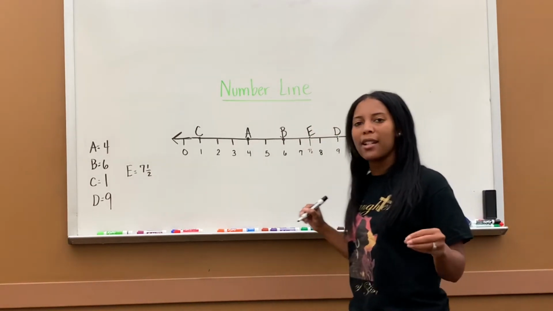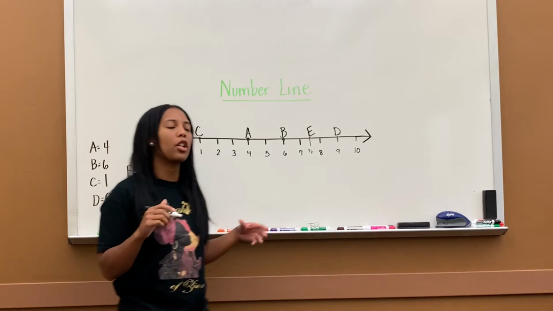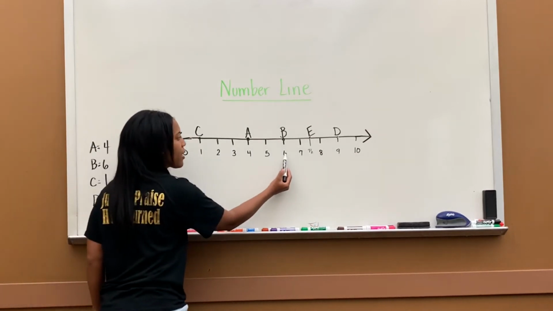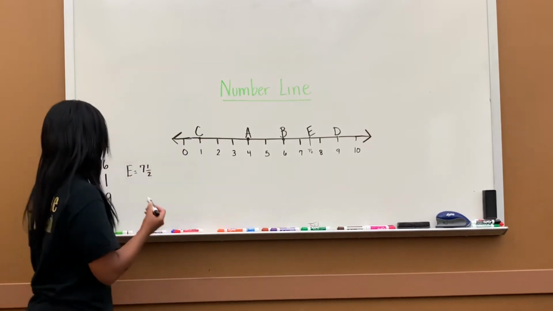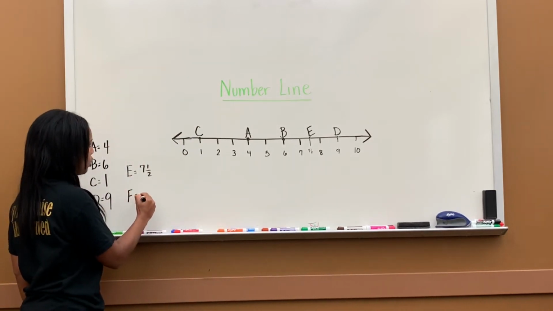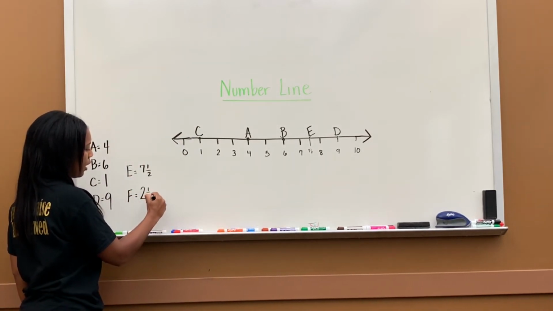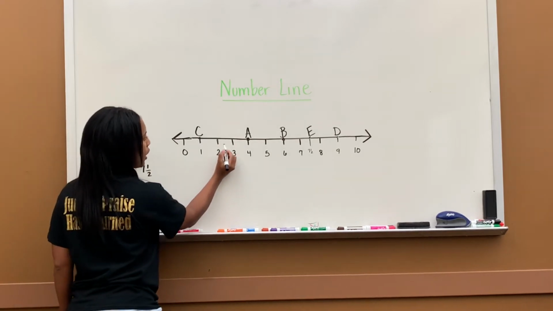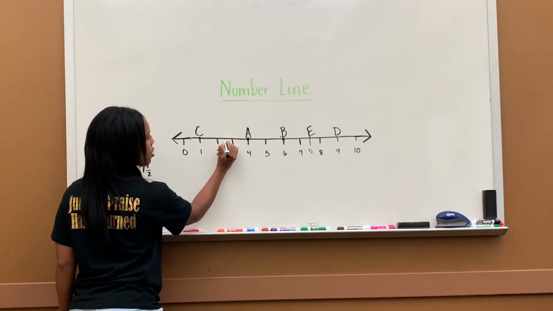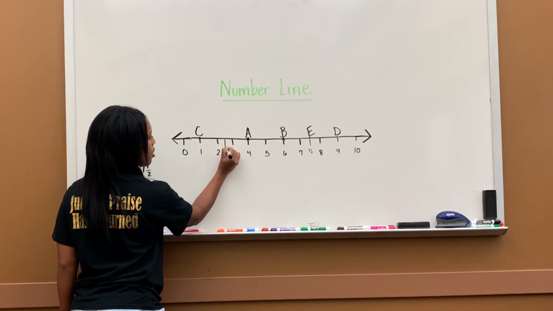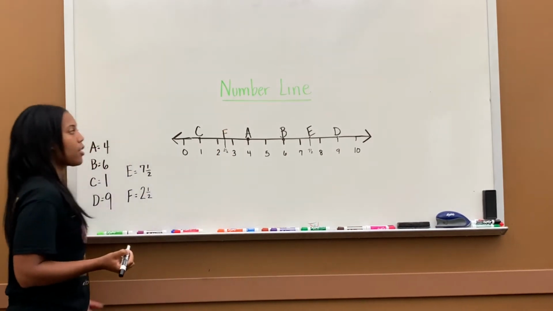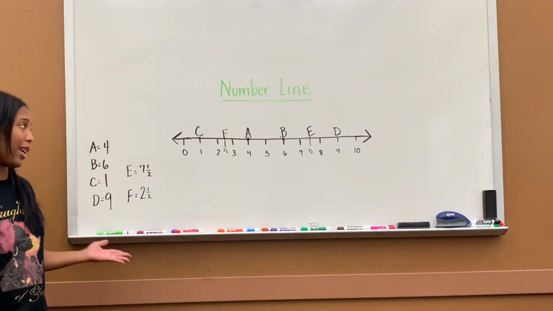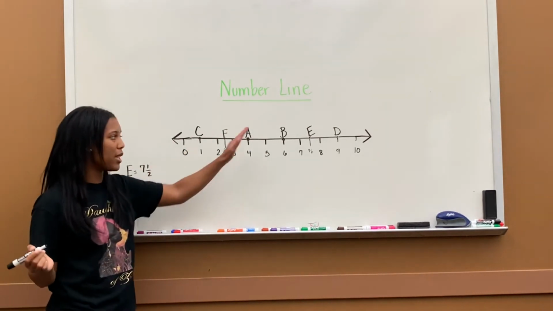So anytime it asks for a half number, it's always going to go, so if it's 6 and a half, you go to 6, and then you go halfway between 6 and 7. Okay? And then let's say F, I want to do 2 and a half. So I go to 2, and then I'm going to go halfway between 2 and 3, and I put 2 and a half, and that is where I put F. So this is how you mark a number line, okay? So this is how you identify different points on the number line.